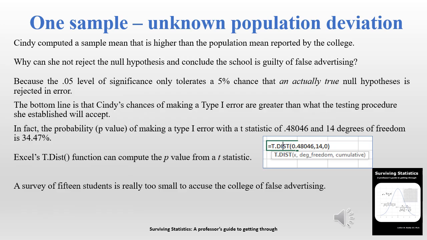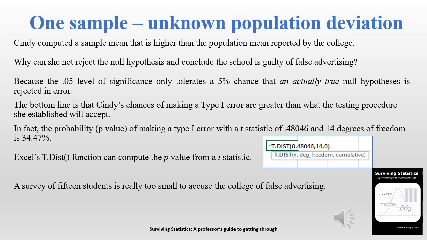All right, let's run through this and try to figure out why she could not reject the null hypothesis, even when the sample mean that she computed of $5,400 approximately was significantly higher than the $5,000 advertised by the college. The reason for this is that she chose a 5% level of significance. A 5% level of significance, 0.05, means that she will only tolerate a 5% chance of making a type 1 error. Now the t-stat that she computed was 0.48046 with 14 degrees of freedom.